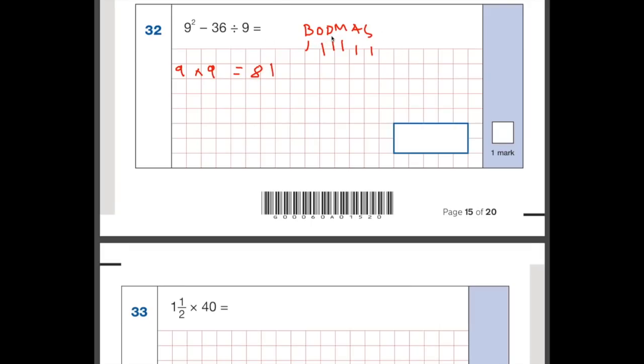We then work our way across. Well, the next letter we can do is divide, and we have one of those. So we forget about 81 for a second, and we just do 36 divided by 9. 36 divided by 9 equals 4. So if we put these numbers back into our equation, we have 81 minus this sum here, which was 4. So 81 minus 4 is 77.